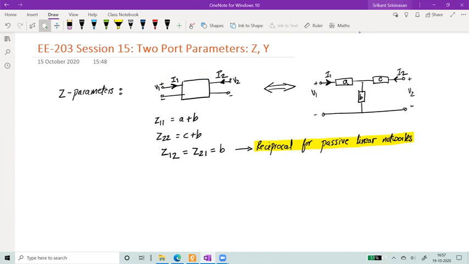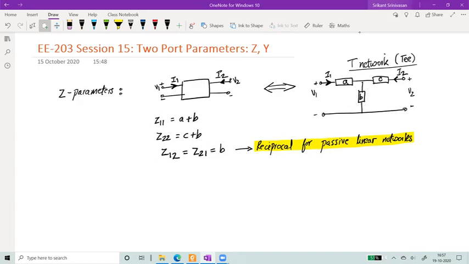reciprocal can be expressed in terms of a T network. And the elements are A, B, C, D. Some authors also write it as T. It's all the same. And you can have three elements A, B, and C. And Z11 would be given by A plus B. Z22 is C plus B. And Z12, Z21 are equal to the middle element B.